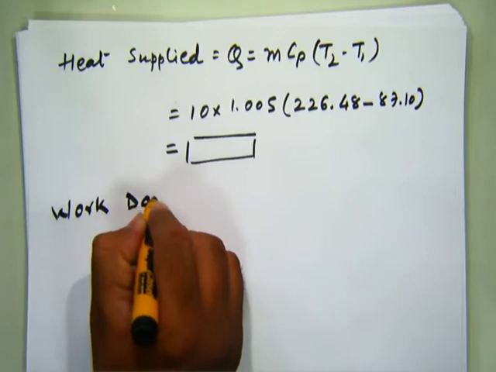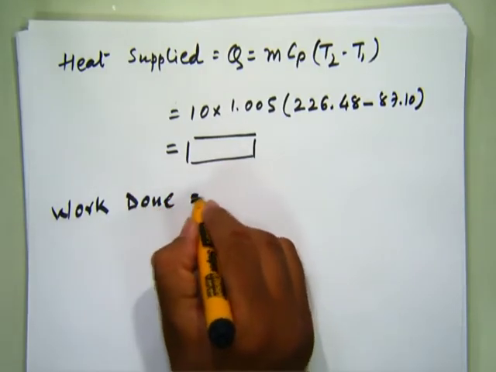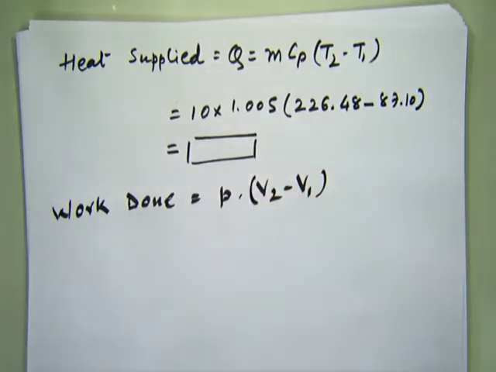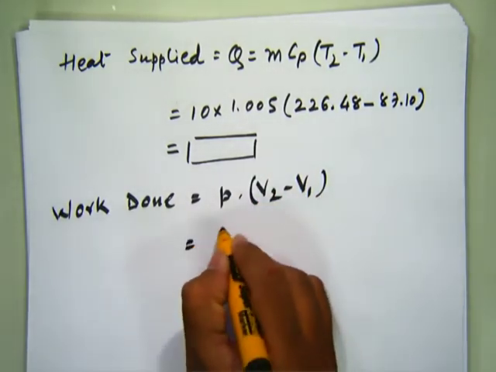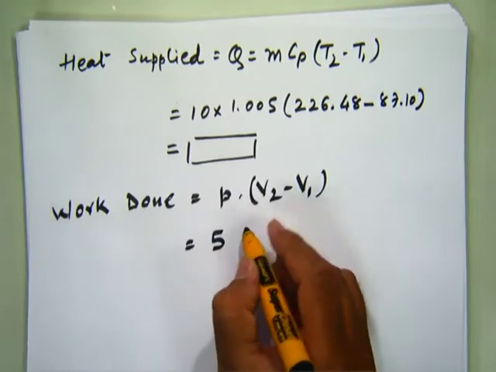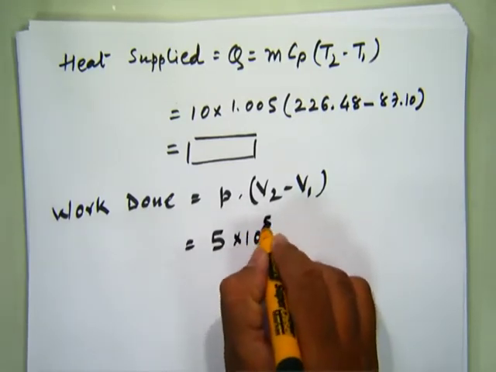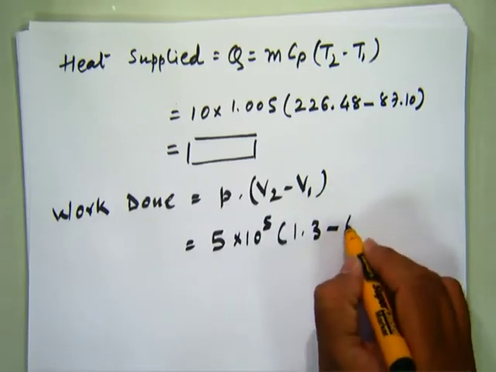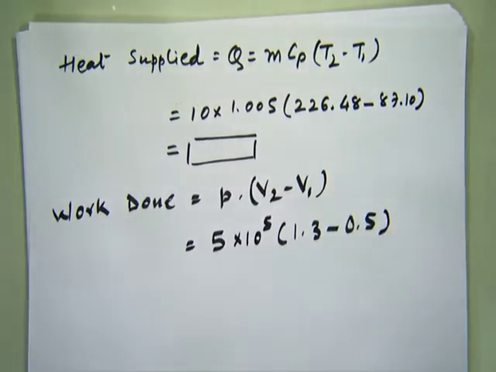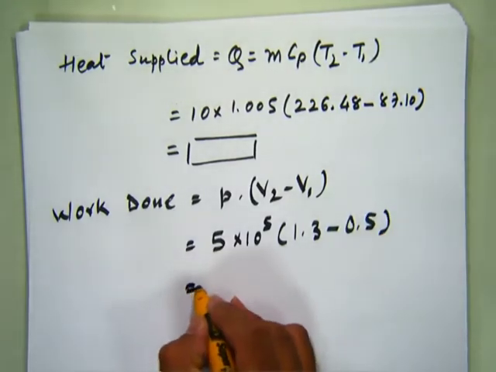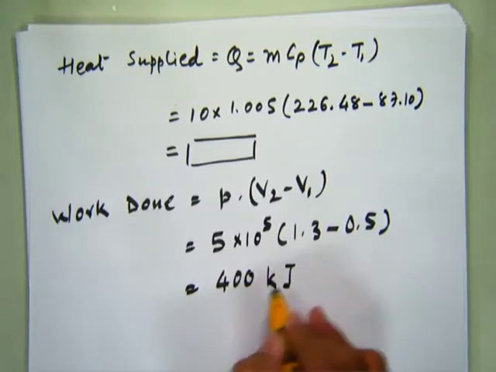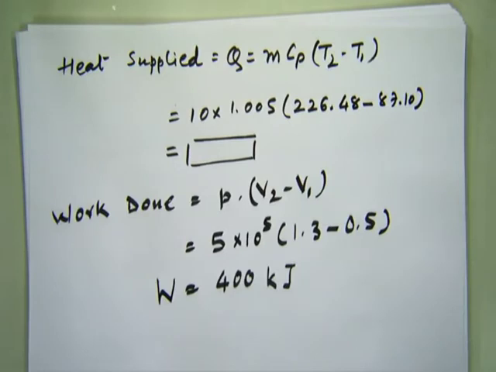Then you find the work done. The work done is nothing but P into (V2 minus V1). Pressure is given as 5 bar, so 5 into 10 raised to 5 Newton per meter square. Volume V2 is 1.3, V1 is 0.5. This comes to 400 kilojoule. Work done is 400 kilojoule.